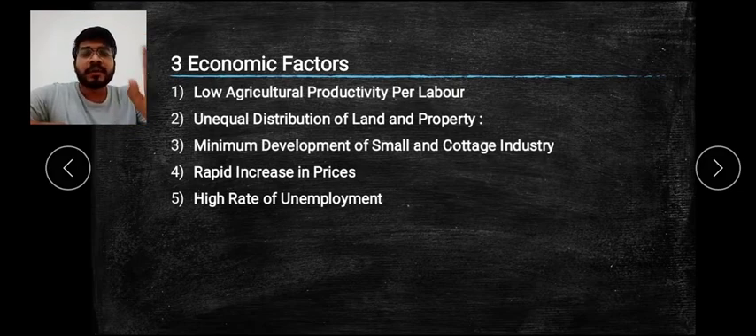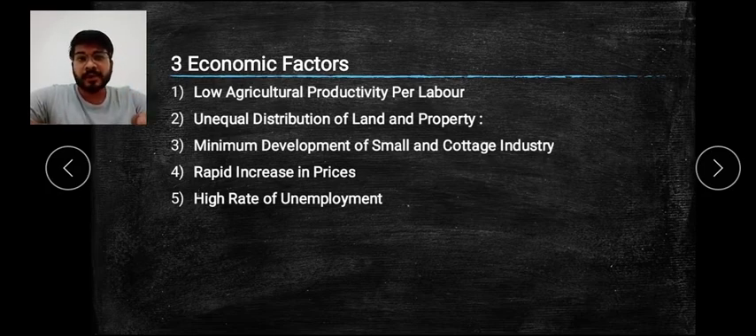Second, unequal distribution of land and property. From the Britishers' time the zamindari system was there, and you find that many of the farmers had lost their land, and it has been captured by the zamindars. So zamindars became the owners of the land and they charge a high rate of interest, whereas this particular problem is suffered by the farmers.